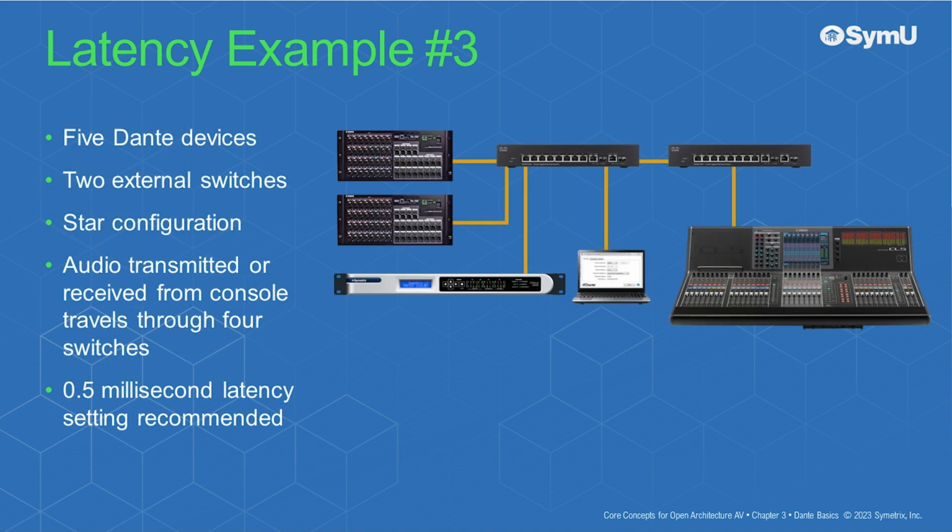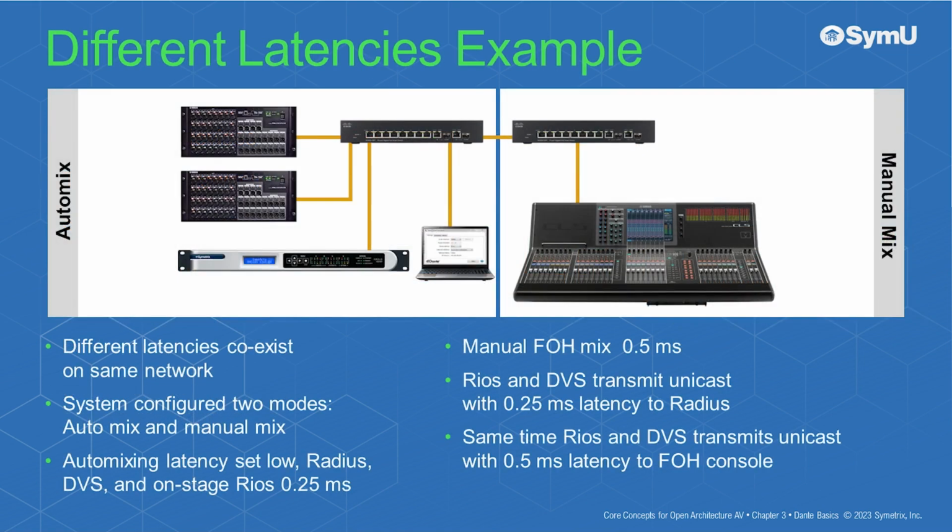In this example, there is a combination of 5 Dante devices and 2 external switches in a star configuration. Any audio transmitted or received from the console travels through 4 switches. A 0.5 millisecond latency setting would be recommended for this system. Different latencies can coexist on the same network.